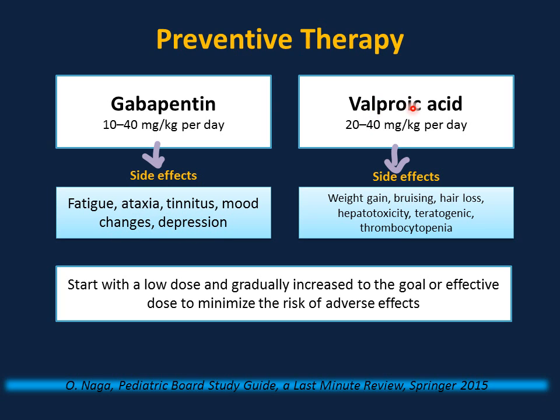Another option, valproic acid, is anti-seizure medicine. Side effects: weight gain, bruising, hair loss, hepatotoxicity, teratogenic, and thrombocytopenia. Generally, start with a low dose and gradually increase to the goal or effective dose to minimize the risk of adverse effects of these medications.